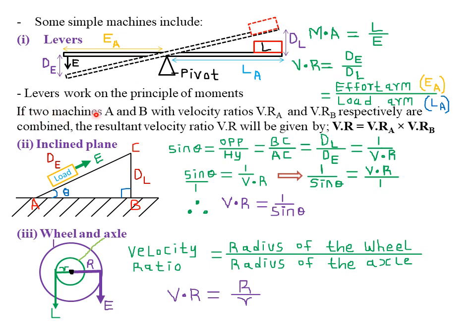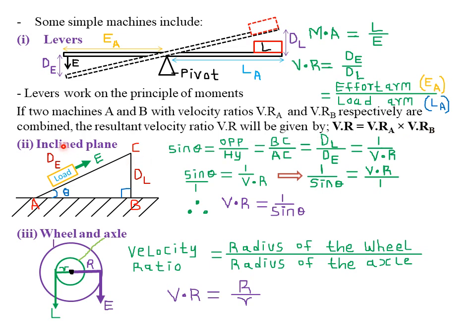Then if two machines A and B with velocity ratios VRA and VRB, that is the velocity ratio of machine A and the velocity ratio of machine B respectively, are combined, then the resultant velocity ratio VR of the two machines combined together will be given by the product of the velocity ratio of the first machine and the velocity ratio of the second machine.